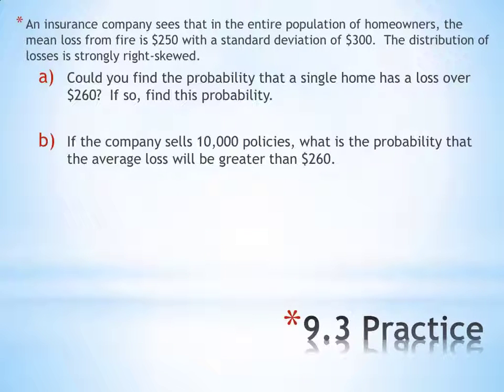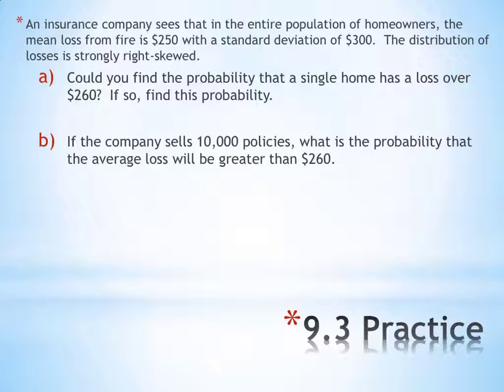An insurance company sees that in an entire population of homeowners, the mean loss from a fire is $250 with a standard deviation of $300. The distribution of losses is strongly skewed right. Could you find the probability that a single home has a loss over $260?